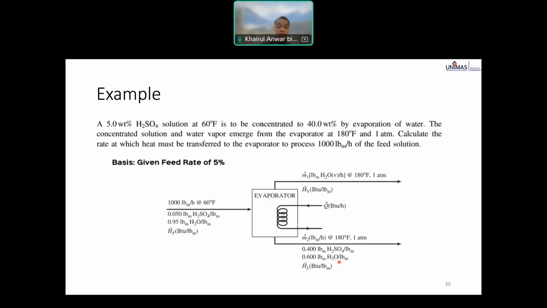Next example, 8.5-2. A 5 weight percent H2SO4 solution at 60 degrees Fahrenheit is to be concentrated to 40 weight percent by evaporation of water. The concentrated solution and water vapor emerge from the evaporator at 180 degrees Fahrenheit and 1 atm. Calculate the rate at which heat must be transferred to the evaporator to process 1,000 pound mole per hour of the feed solution.